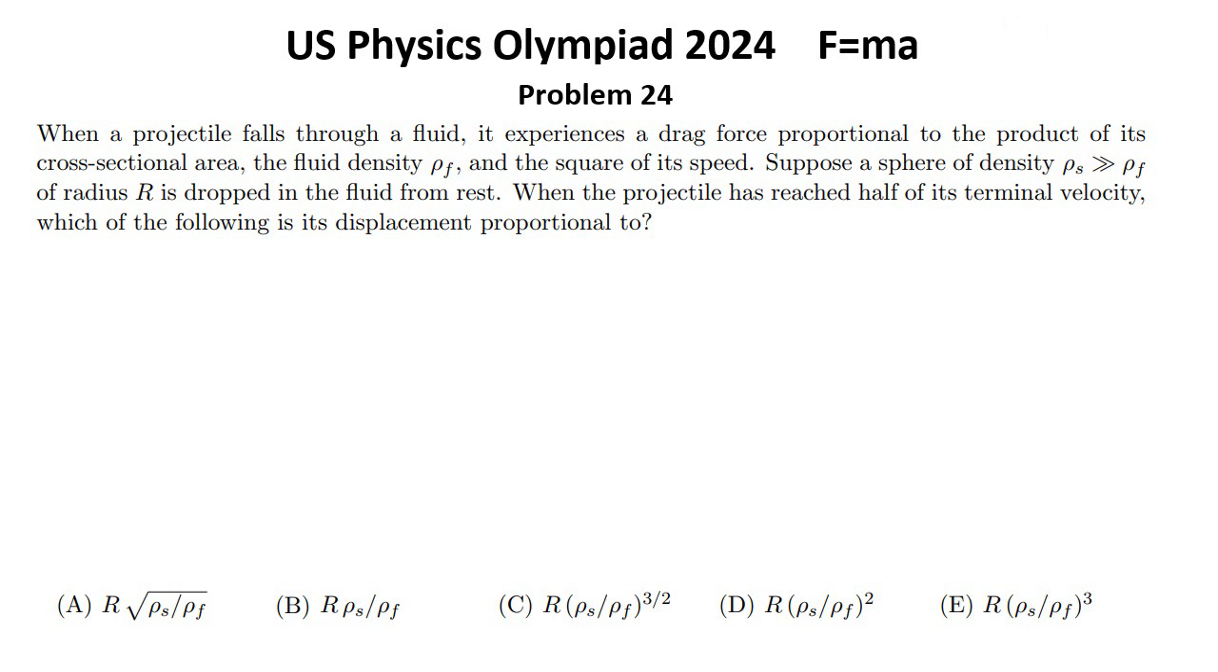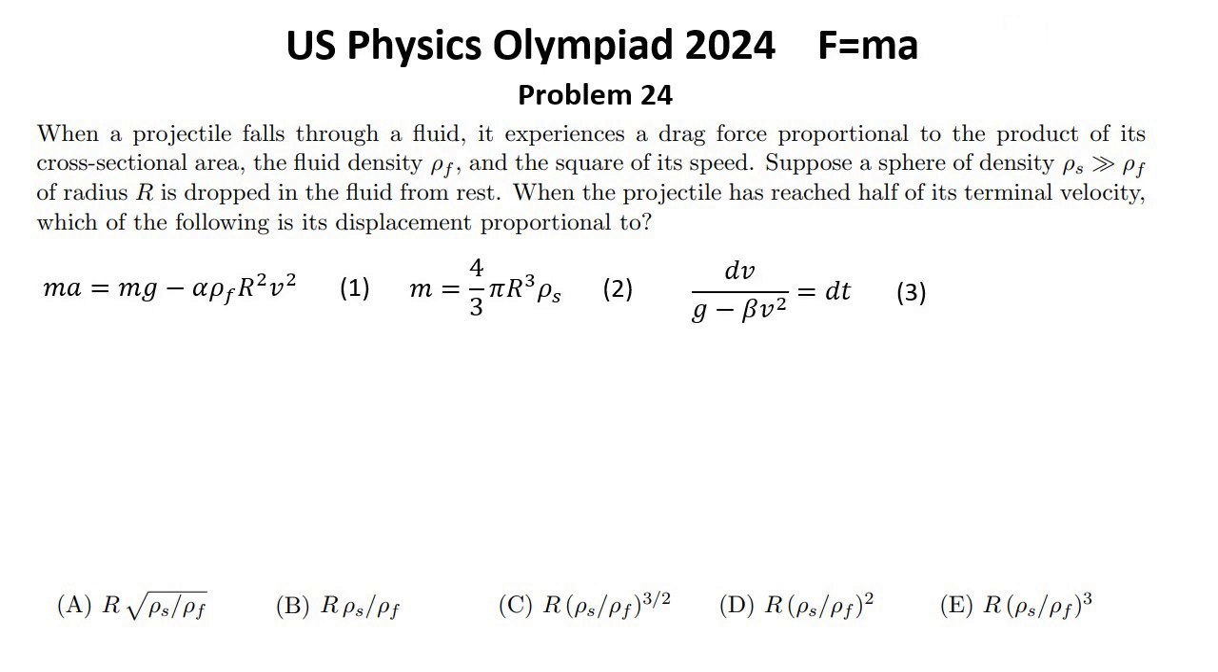Solution to problem number 24. During the fall into the liquid, gravity and braking force are applied to it, described by equation 1. Since the mass of the body is expressed by formula 2, and acceleration is the derivative of velocity with respect to time, we get a simple differential equation with separable variables 3, through which the dependence of velocity on time is obtained. Here the coefficient beta is expressed by formula 4.